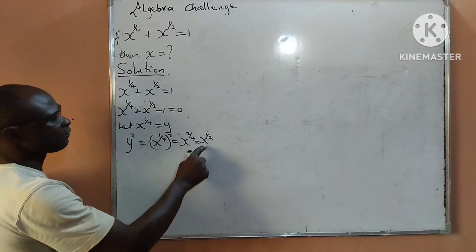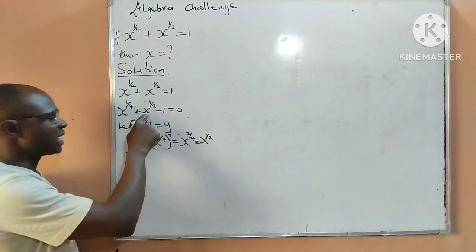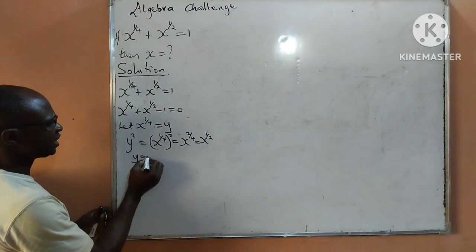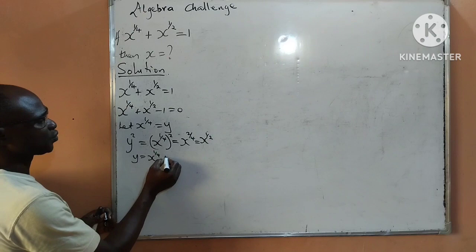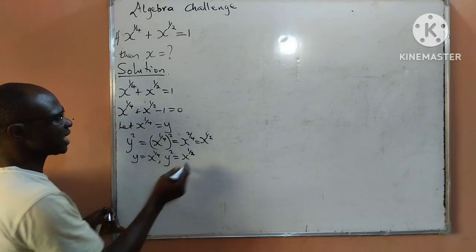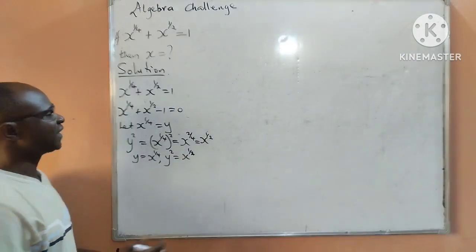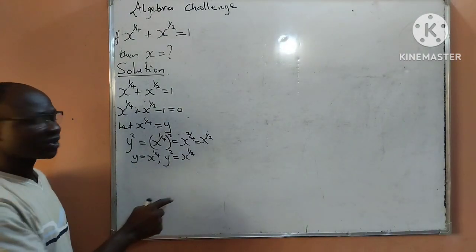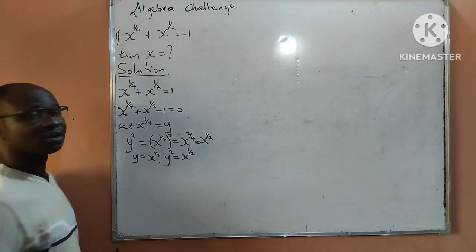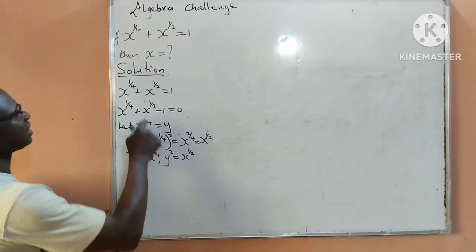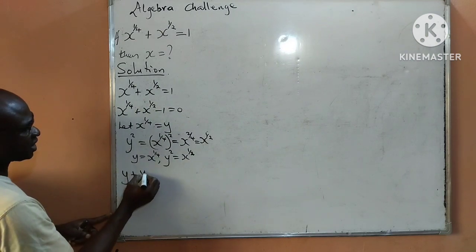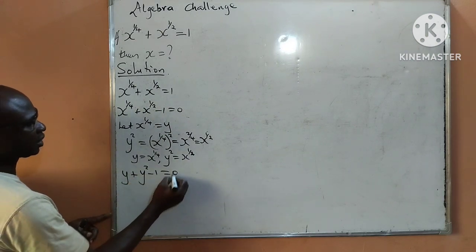But this x raised to the power 1 over 2 is given to me, and that is now equal to y squared. What this implies is that y is equal to x raised to the power 1 over 4, while y squared is equal to x raised to the power 1 over 2. So I can now substitute the values of x raised to the power 1 over 4 and x raised to the power 1 over 2 with y and y raised to the power 2 respectively. Doing that, this becomes y plus y squared minus 1 equal to 0.